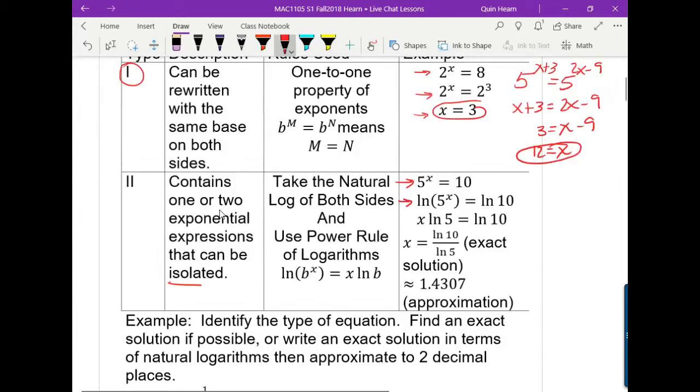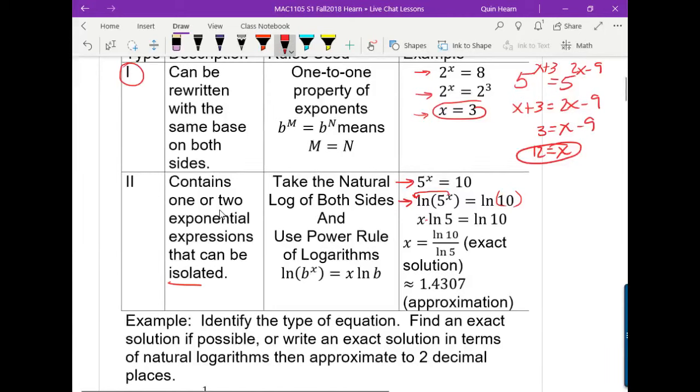So here we're going to take the natural log of the positive number 5 to the x. I know it's positive because when you raise a positive number to a power, you get a positive. And the positive number 10, natural log of 10. Then on the left, we can use the power rule of logarithms, which says that if you have a power on the argument of the log, you can bring it out front and make it a factor without changing the value. So now we have an equation we can solve for x.